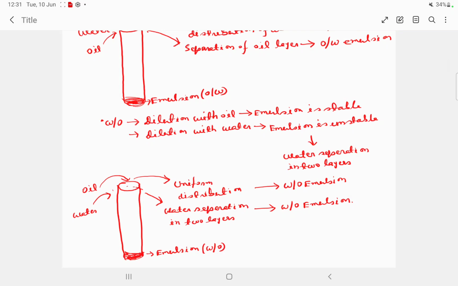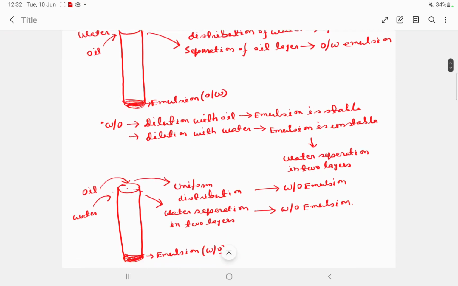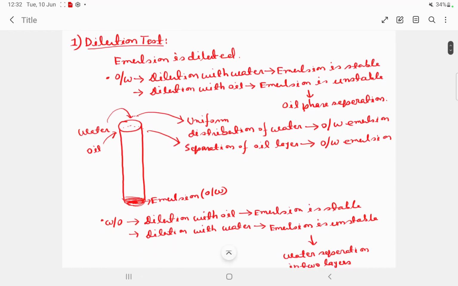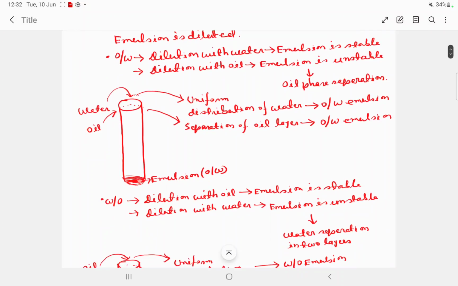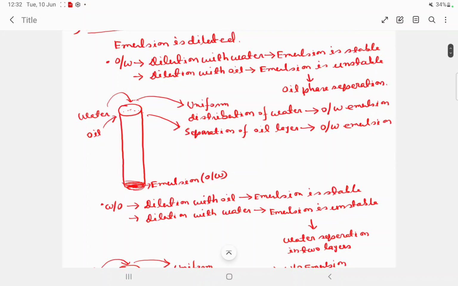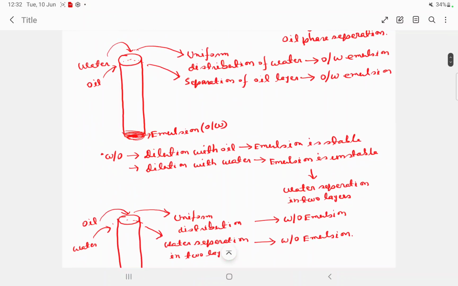And if we dilute with excess amount of water and separation of water occurs in two layers, then it is water by oil emulsion, because oil is in the continuous phase. So in case of the oil by water emulsion, if you dilute it with water, it remains stable. And in case of water by oil emulsion, if we dilute it with water, it will be unstable. And in case of water by oil emulsion, if you dilute it with oil, it will be stable. And if you dilute it with water, it will be unstable.